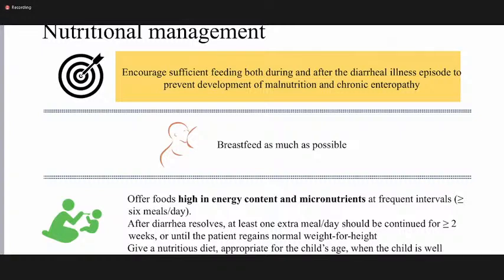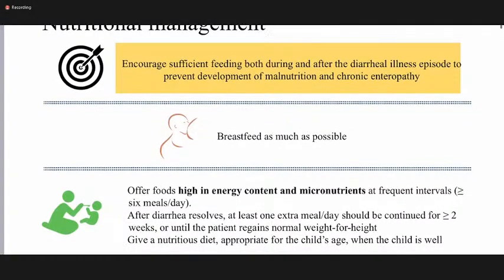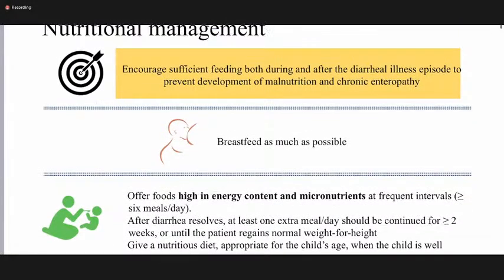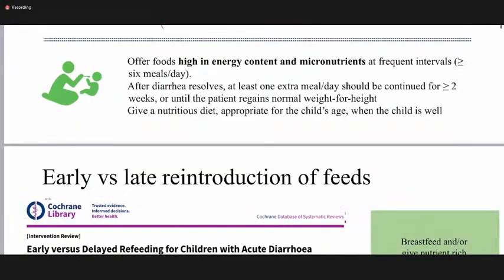It's true that the enzymes have been lost. There is shortening of the villi, so the absorption capacity has been affected clearly. Nevertheless, we need to keep on feeding. Some of it is going to be lost in diarrhea, but some is going to be absorbed, and that's extremely important for children.